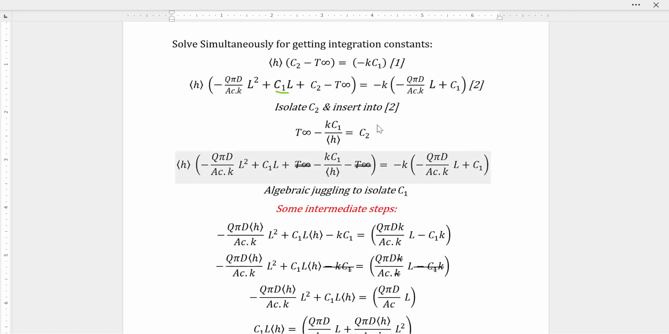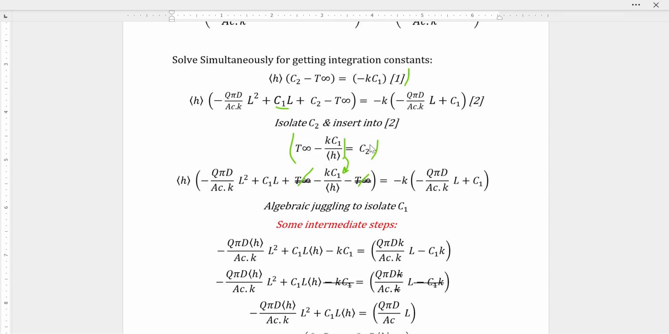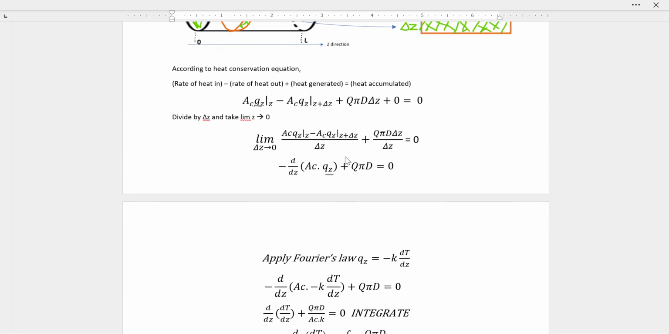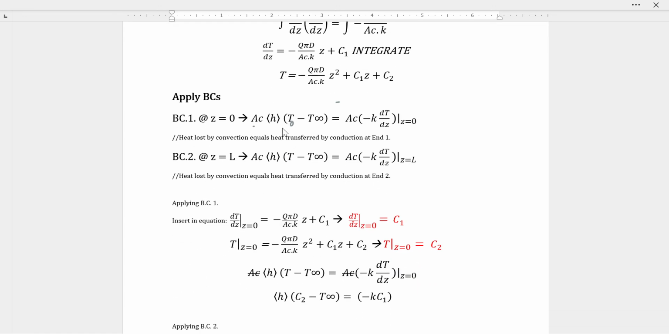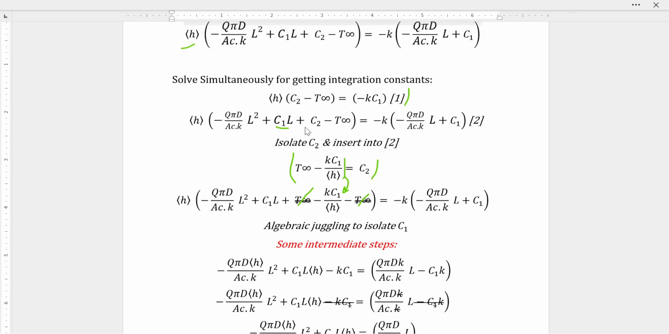Okay, now I transform equation 1 over here to this. Once I've transformed it, I insert this in the place of C2 over here. Now right off the bat, I can see that the temperature at infinity is getting cancelled. This temperature at infinity just came from Newton's law of cooling, which we talked about in the boundary condition 1. So I can see that this gets cancelled.